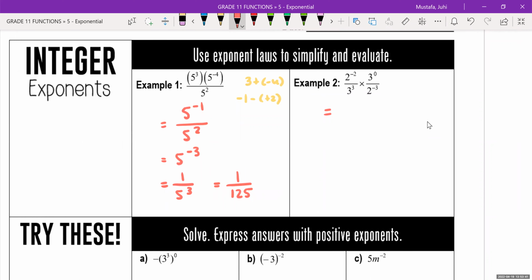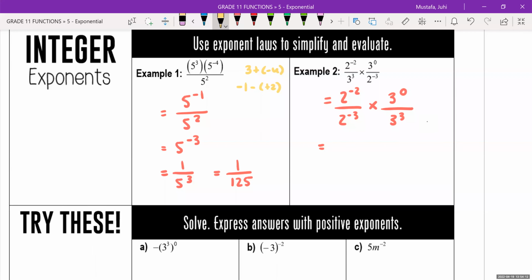In this question, I feel like I need to rearrange the question so that my 2's are together and my 3's are together. And you're allowed to move things around when it's a multiplication sign. So because of that multiplication sign, I can write it as 2 to the power of negative 2 over 2 to the power of negative 3 times 3 to the power of 0 over 3 to the power of 3. Do I need to do this step? No, not at all. But this just helps me visually see that I can use the power laws for each one of the fractions separately.